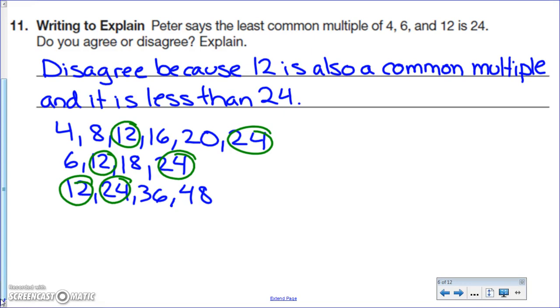All right, please make sure all of this is copied down into your math notebook and glue in the least common multiple page. Then, please move on to the next video to watch the greatest common factor.